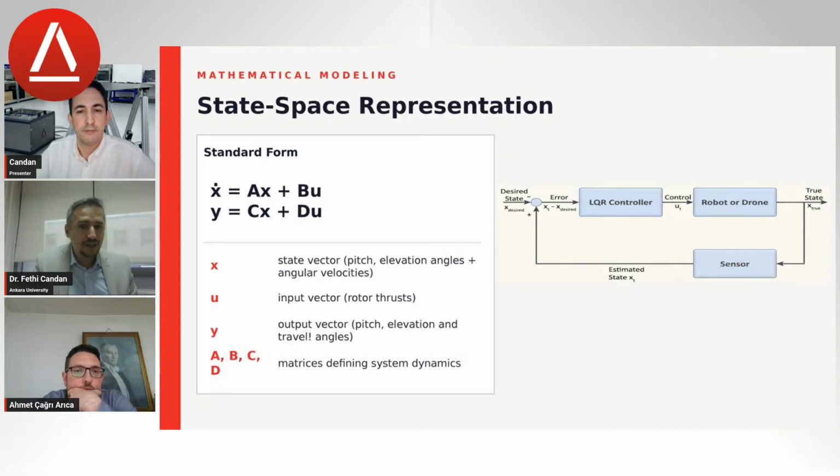So we have A, B, C, D, and that means the matrices for the system dynamics. A gives us the state matrix, B is the input matrix, C is the sensor matrix, and D is the disturbance matrix as well. And we can determine the classical block diagram on the right side as well.